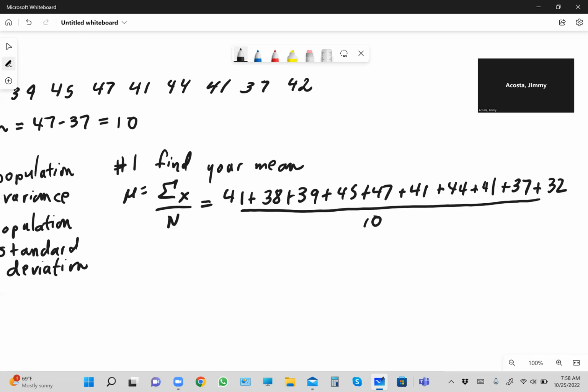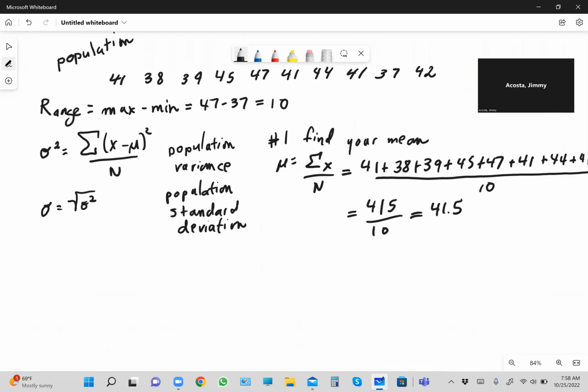Do you guys get 405? Oh, so I missed a whole number? Oh, 42. So it's going to come out to 415. All right, let me correct that. This last number here is a 42. So you guys have 415, right? And what's 415 divided by 10? So that is your mean. Be careful.